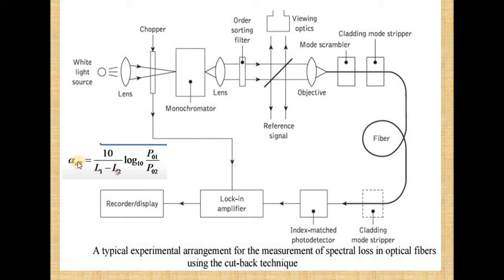It is given by alpha dB, which is equivalent to 10 divided by (L1 minus L2) times log base 10 of P01 divided by P02. Here L1 is the original fiber length and L2 is the cutback fiber length. P01 is the power due to the original fiber length and P02 corresponds to the cutback fiber length. The main disadvantage of this cutback technique is that it cannot be used for cables with connectors.